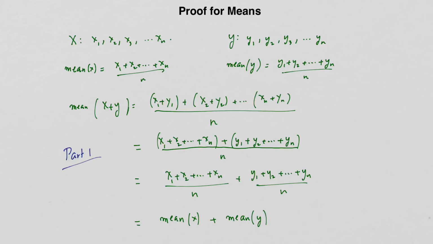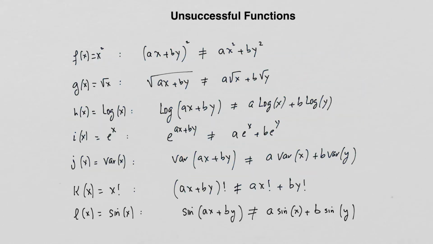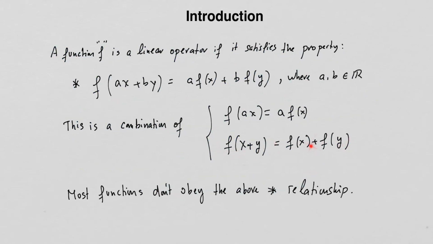Now we know from basic algebra that a plus b over c is the same thing as a over c plus b over c, right? So I'm going to do this over n plus that over n. But that by definition is the mean of x. And that is the mean of y. So I went from f of x plus y into f of x plus f of y. Basically, I just did this with the mean, where the mean is playing this role.